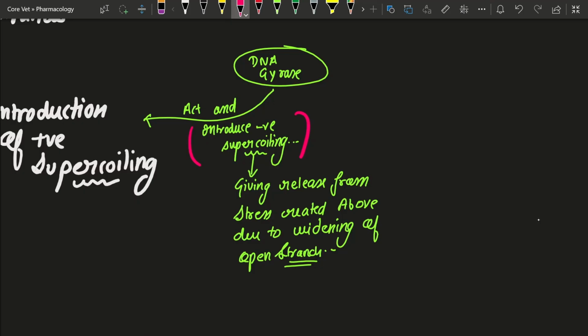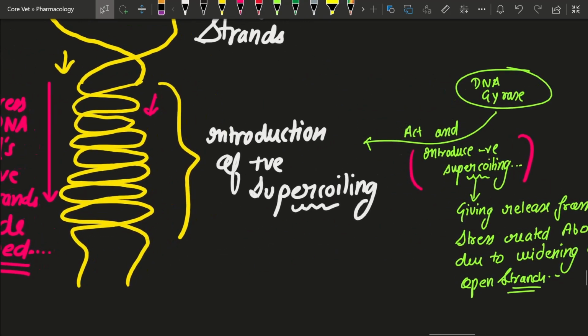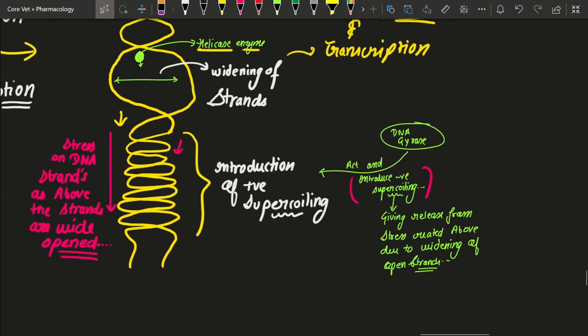So that's the purpose of the DNA gyrase, to introduce negative supercoiling in order to reduce the stress or the strain in the DNA, to prevent any sort of breakage in the DNA, right? So that's what the purpose of the DNA gyrase is. I hope it is clear.